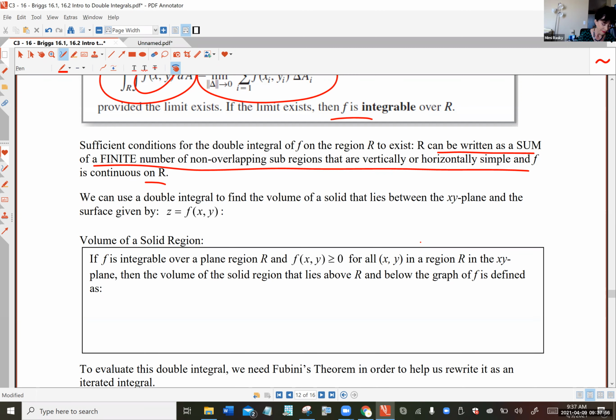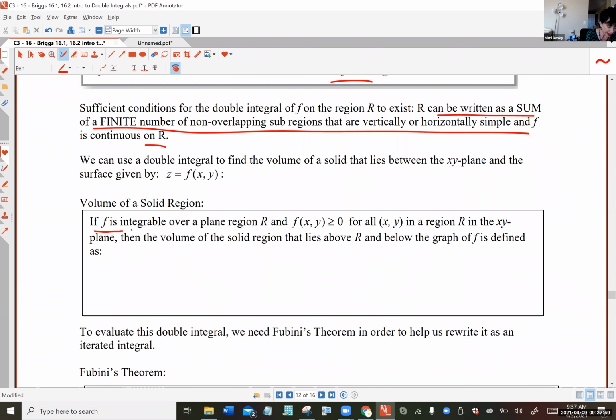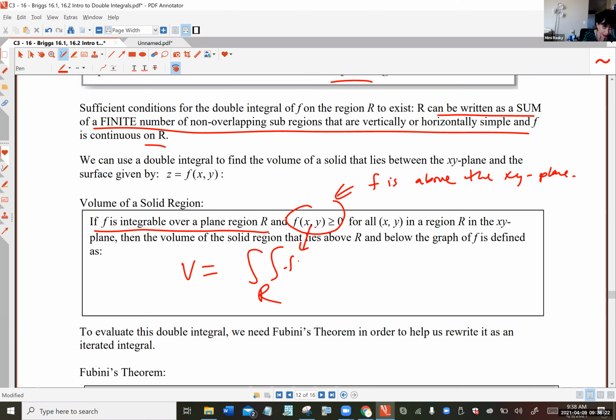There's more. So for the volume, if you've got f integrable over your plane region R and f is above the xy plane, so f is positive, the capping surface is above the xy plane, then you can use the double integral as a volume. Your volume will be the double integral over the region R, and you simply put your capping surface as your integrand. That's the key right there, people. When you're going to do the volume of a solid and you're given the capping surface, it goes into the integrand. Boom.